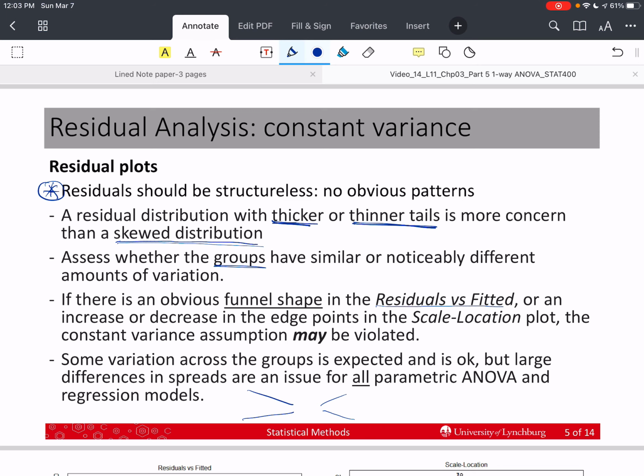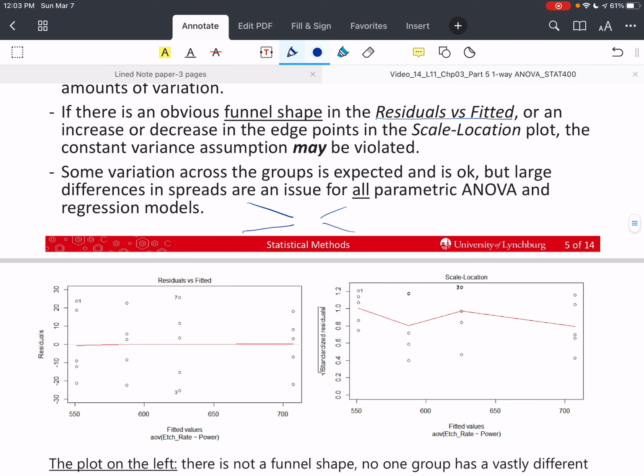Then we look at the residuals versus fitted plot, which is this plot here, to see if we have this type of funnel shape or this type of funnel shape. So we could have that or that. Either one is a funnel shape, just going a different direction. Now in the scale location plot, we're going to look to see if the edge points are very different, if there's an increase or decrease in these edge points. So we'll take a look at that as well.